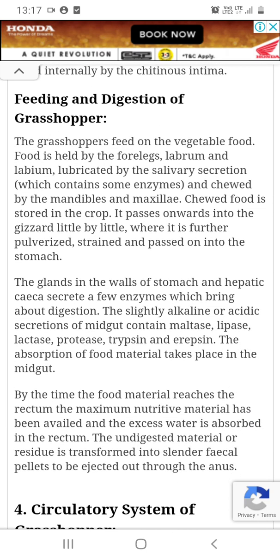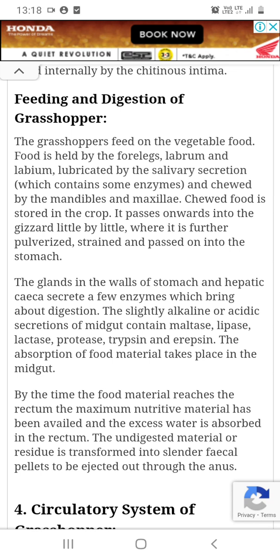Feeding and digestion of grasshopper. Grasshopper feeds on vegetable food. Food is held by the forelegs, labrum and labium, lubricated by salivary secretion which contains some enzymes, and chewed by the mandibles and maxillae. Chewed food is stored in the crop. It passes onward to the gizzard little by little, where it is further pulverized, strained, and passed on into the stomach.